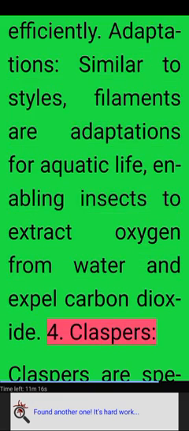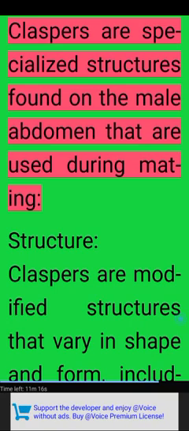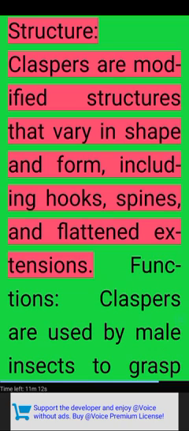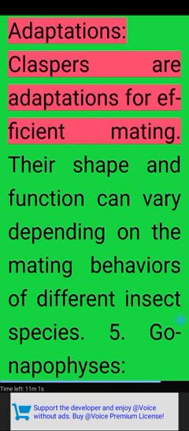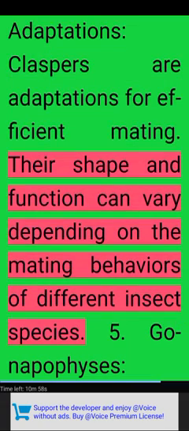4. Claspers. Claspers are specialized structures found on the male abdomen that are used during mating. Structure. Claspers are modified structures that vary in shape and form, including hooks, spines, and flattened extensions. Functions. Claspers are used by male insects to grasp and hold on to the female during copulation, ensuring successful transfer of sperm. Adaptations. Claspers are adaptations for efficient mating. Their shape and function can vary depending on the mating behaviors of different insect species.